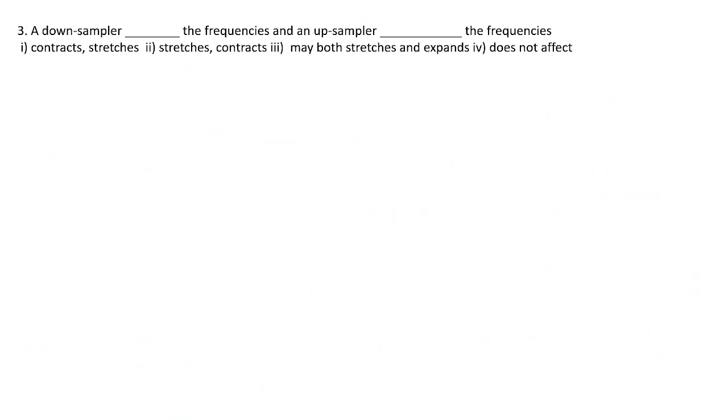So let us move to the third question. It's basically a fill in the blanks. It's about the impact of downsampling and upsampling process on the spectrum of any arbitrary signal. What happens, which one contracts and which one results into stretching. So before getting into the answer, let us understand.